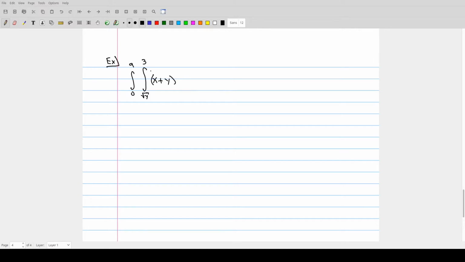If you have a function of y here, it implies that the order is going to be dx dy. Because what this is saying is that y is going from 0 to 9, and then x is going from this function of y to whatever this function of y is, which for us is just 3, which is nice. In general, the upper and lower bounds can be a function of the outer variable.